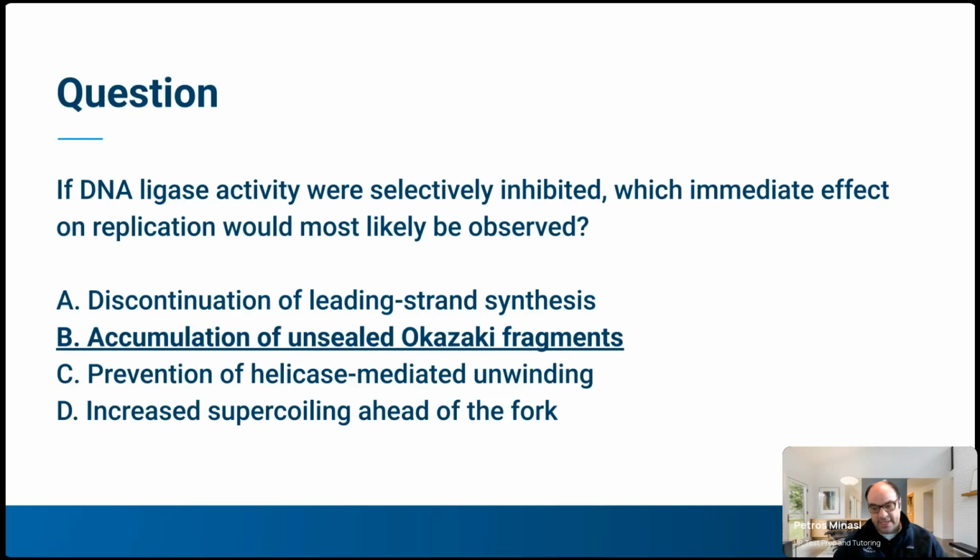Leading strand synthesis, that's continuous, doesn't require ligase, so we don't need to worry about that. Prevention of the helicase-mediated unwinding, that's independent of the ligase function, right? Ligase has nothing to do with helicase. And increased supercoiling ahead of the fork, again, that's topoisomerase, not ligase. So the only one that's going to work is going to be answer choice B.